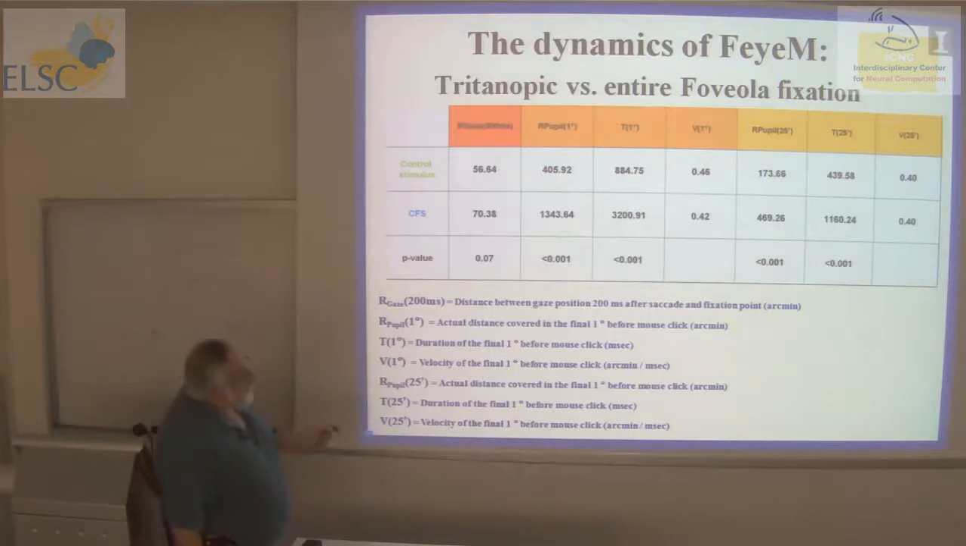What we see is that, this is the control stimuli, this is the CFS, the special delivery stimulus, this is our pupil, the actual distance covered in the final 1 degree or in the final 25 minutes of arc, and you see that you cover a 3 times larger area when we use the special delivery stimuli, and it takes 3 times more time to reach the place. So it looks as if we do it completely randomly. We just go and go and go till we reach the place, and that's why we do 3 times more movement, and it takes us 3 times more time.